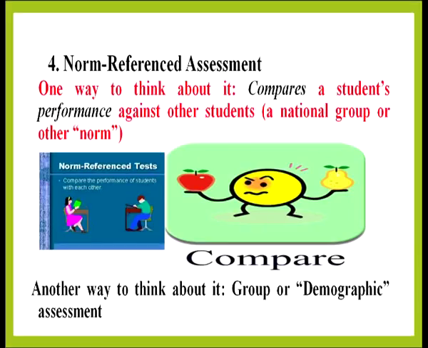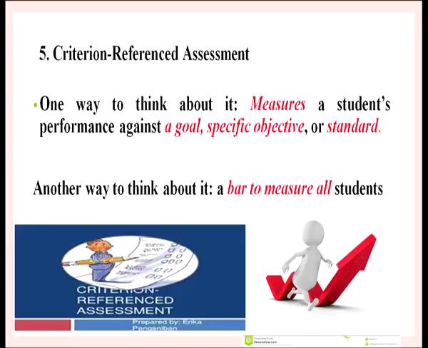Then comes norm referenced assessment. One way to think about it, it compares a student's performance against other students. It can be a national group or other norm. And another way to think about it, group or demographic assessment. Then next is criterion referenced assessment. One way to think about criterion referenced assessment is that it measures a student's performance against a goal, specific objective or standard. And another way to think about it, a bar to measure all students.